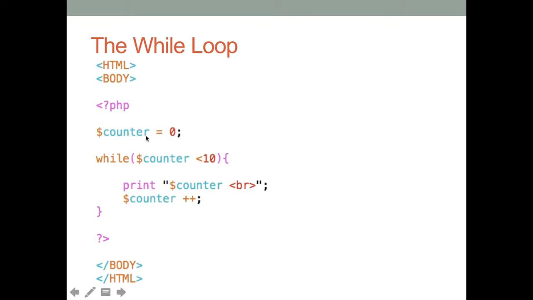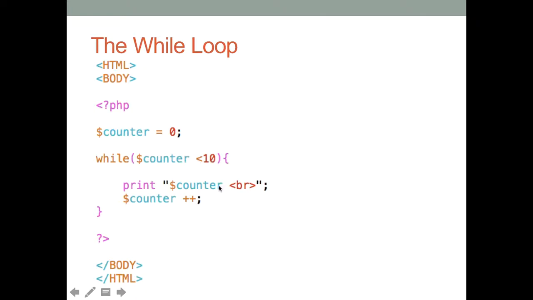So the first time this loop runs, counter is 0. We check, is counter less than 10? Yes, it is, because 0 is less than 10. So we print counter. And then we add 1. Becomes 1. 1 is less than 10, we print it again, and so on until we get to 9.